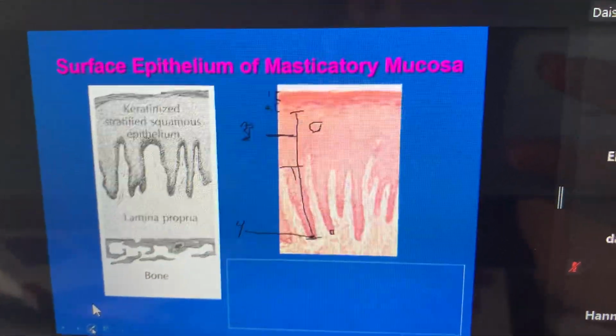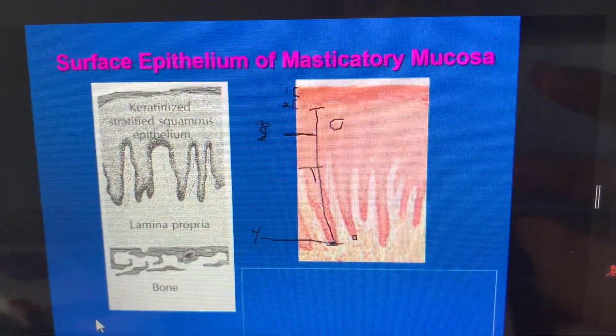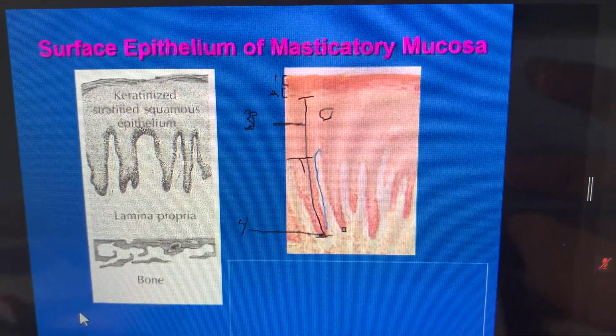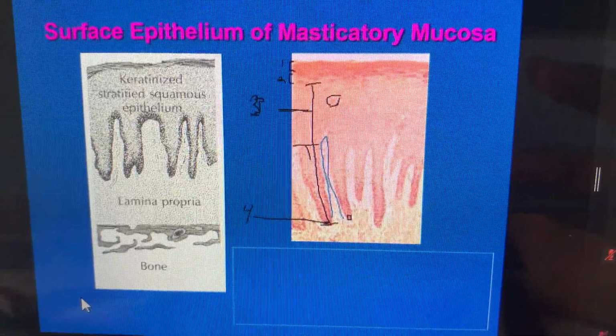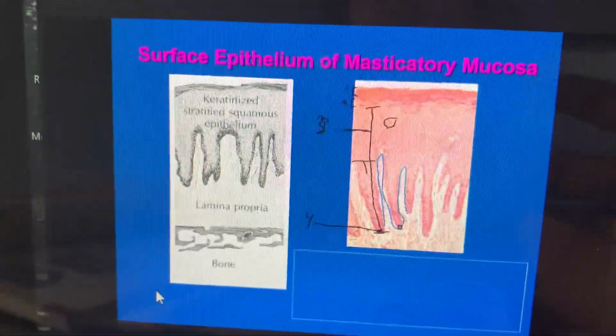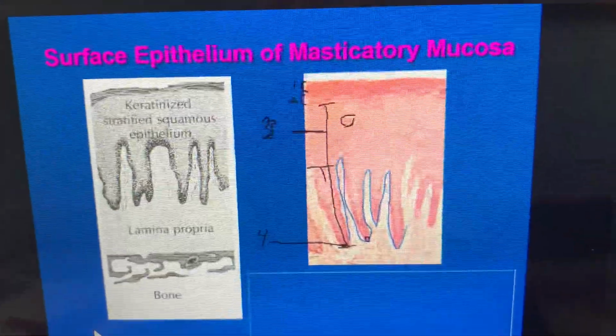The other thing I wanted you to notice in this picture is when you outline the basement membrane, look how highly corrugated that is. We were talking about that yesterday, how it's super corrugated, has really long rete pegs and connective tissue papillae.